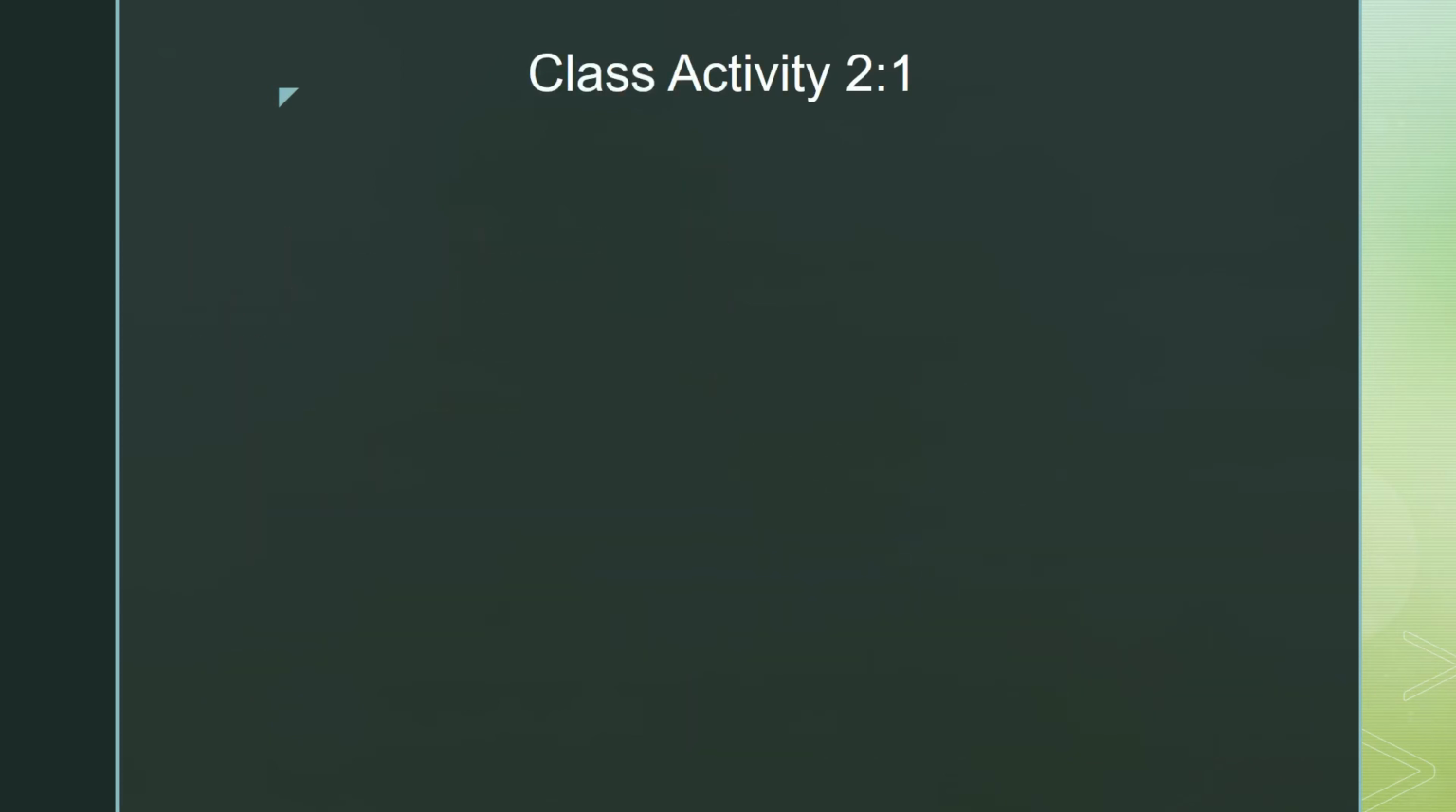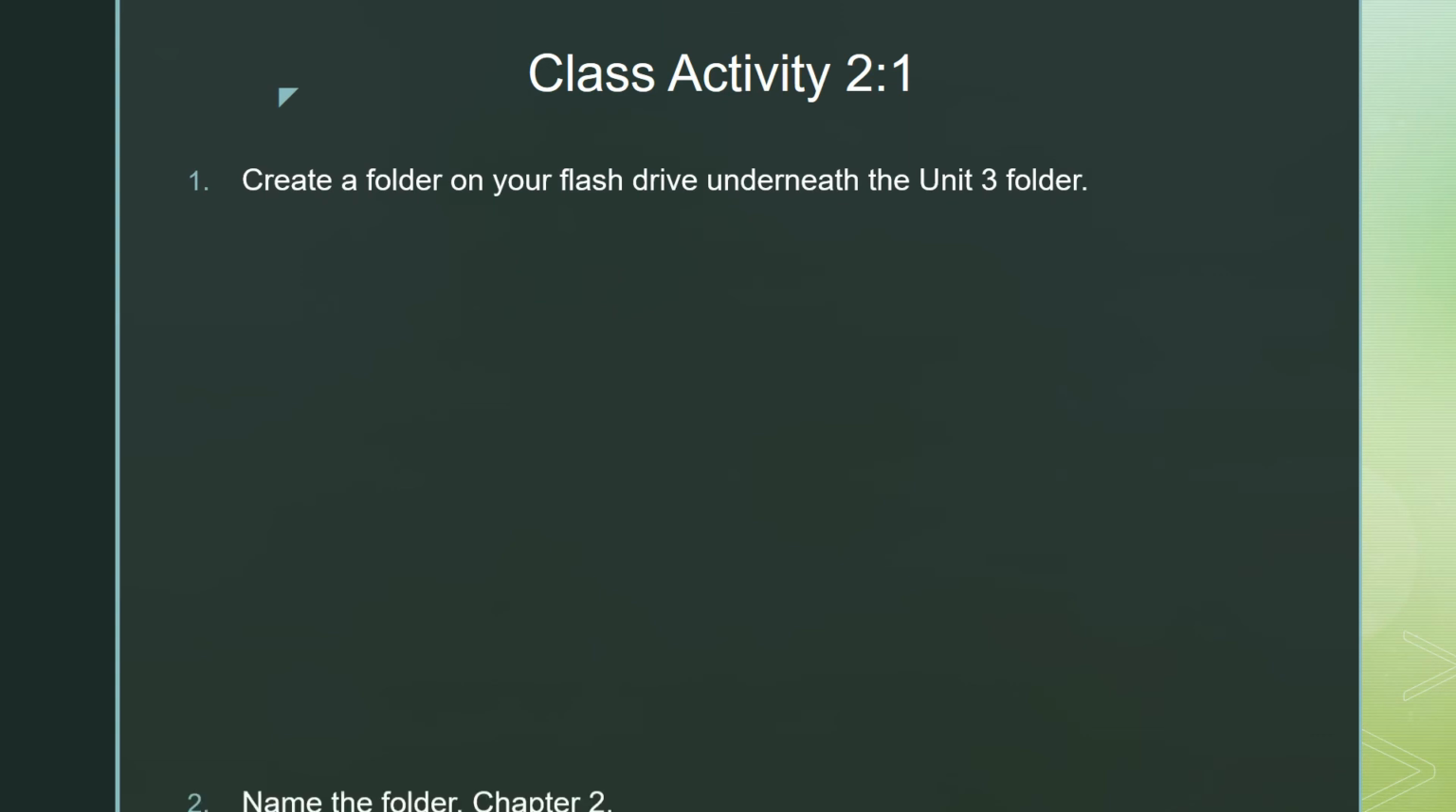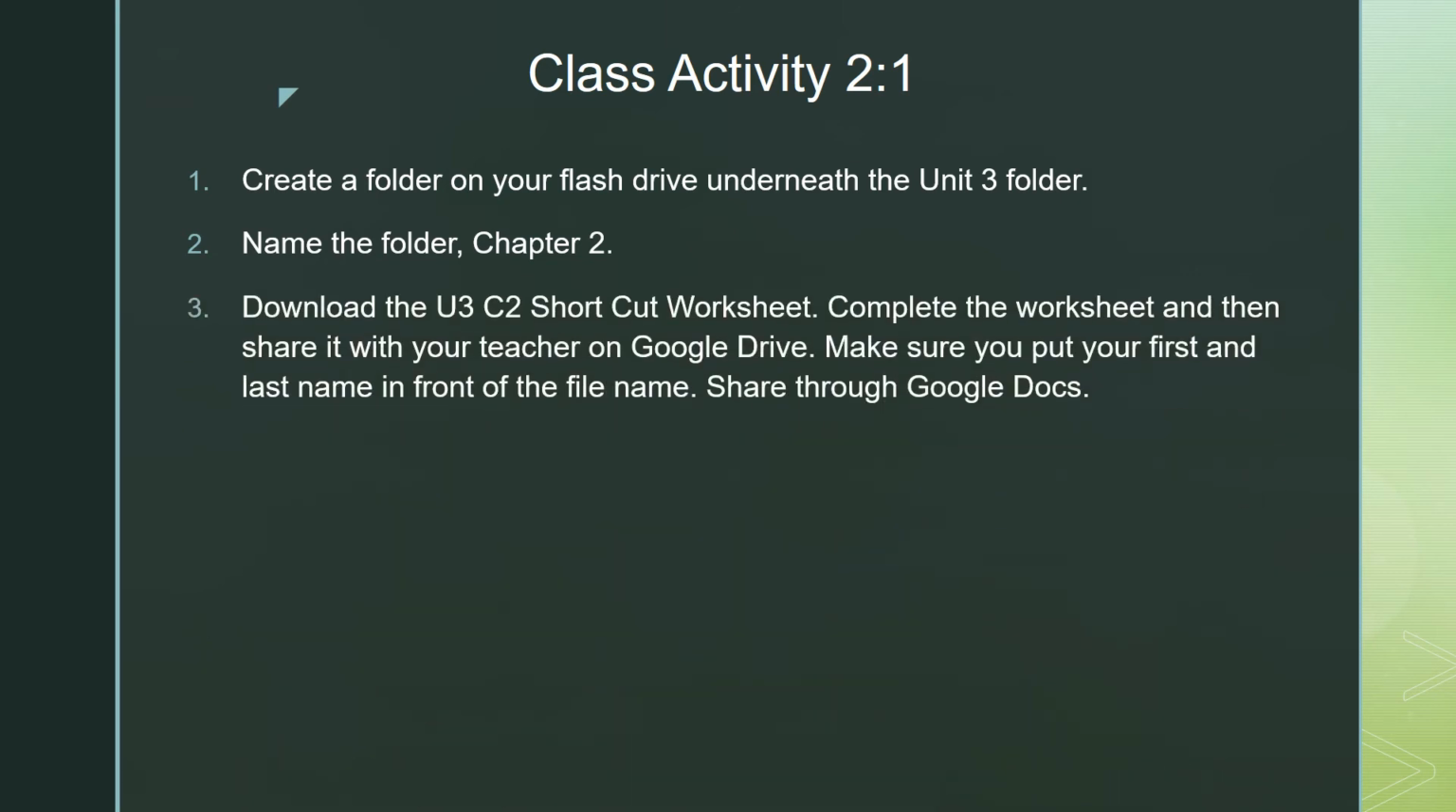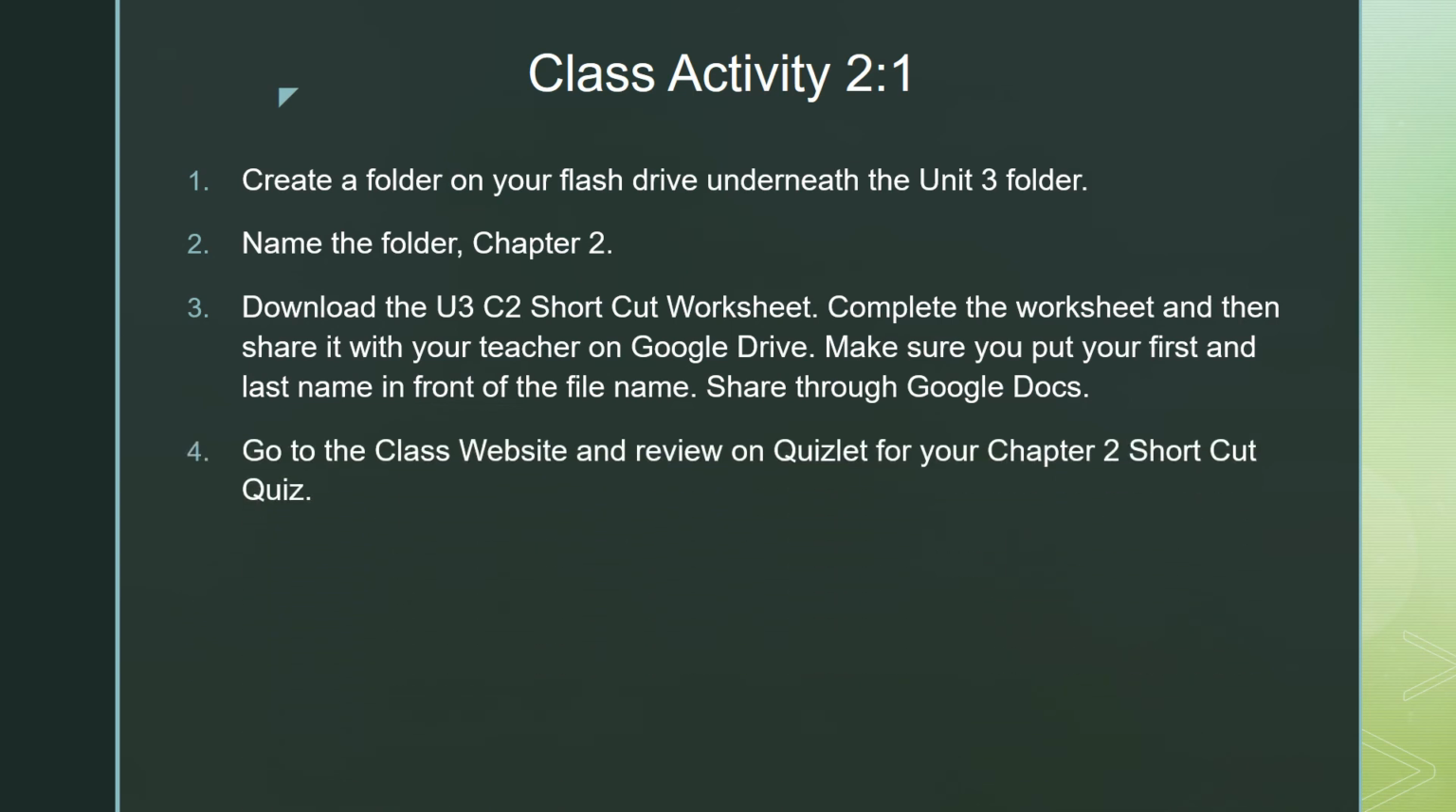Congratulations, you have finished part 1. Create a folder on your flash drive underneath the Unit 3 folder. Name the folder Chapter 2. Download the Unit 3 Chapter 2 shortcut worksheet. Complete the worksheet using your PowerPoint, and then share it with your teacher on Google Drive. Make sure you put your first and last name in front of the file name, and then share through Google Docs. Go to the class website and review on Quizlet for your Chapter 2 shortcut quiz. When you are ready to take your quiz, go to kia.com.